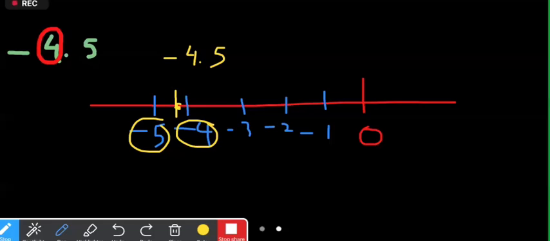All right, this is how we can plot our negative, positive, whole number, any rational number, irrational number on our number line. All right.